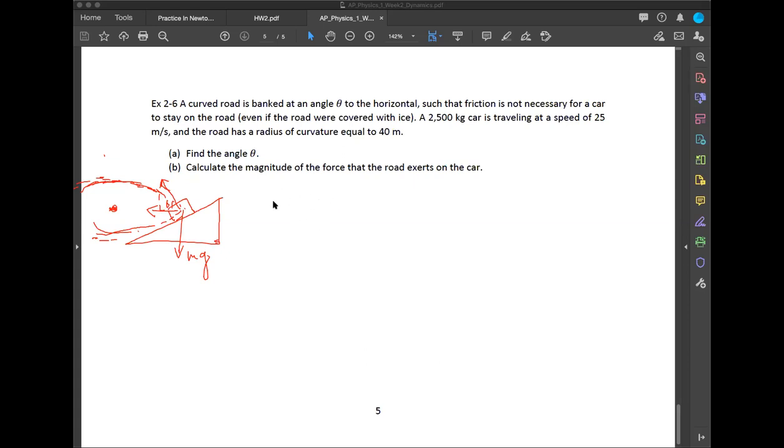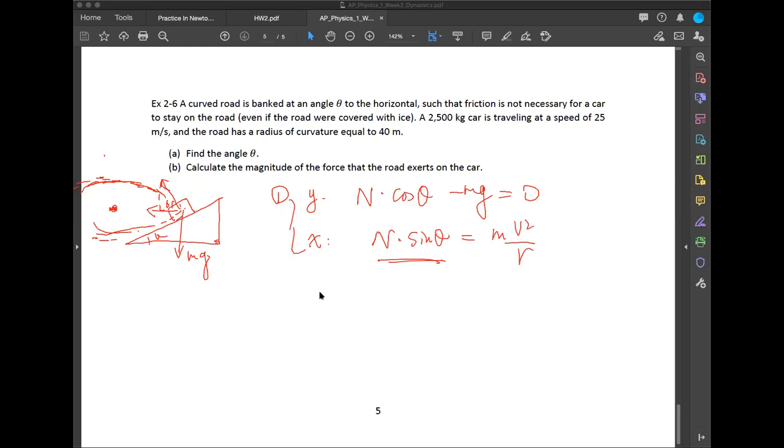Okay. So we can analyze, starting first in the vertical direction, the y direction: the normal force times cosine theta, minus mg, equals 0, because vertically there's no motion. In the horizontal direction, N times sine theta should be your centripetal force, because the weight doesn't have any contribution horizontally. Only the portion of the normal force acts as the centripetal force, and it equals mv squared over r.